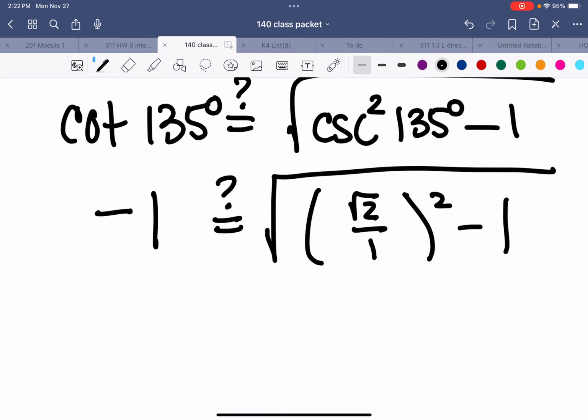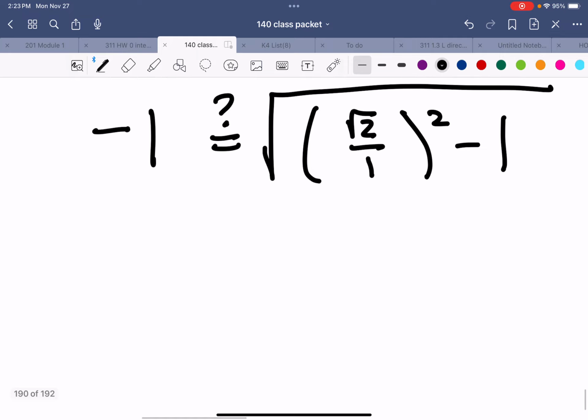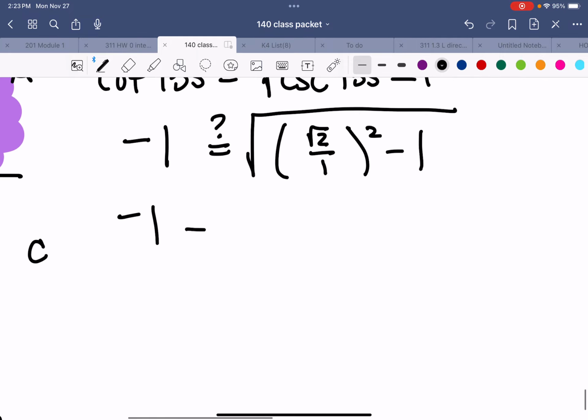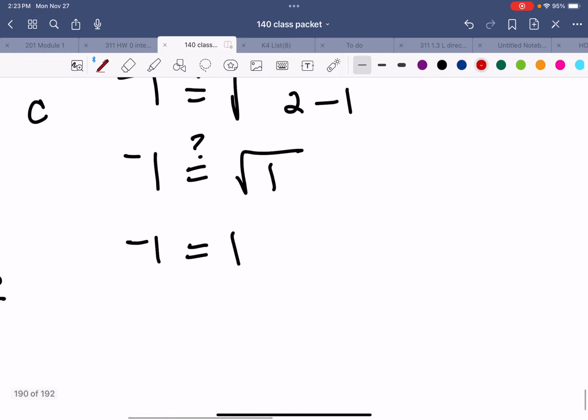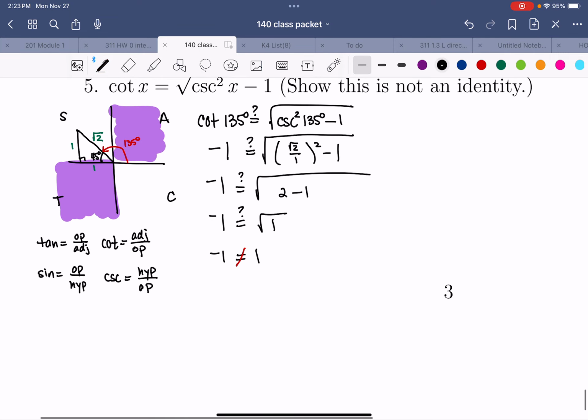Now, it's not going to matter because if I plug that in as a negative and square it, it's going to give me something positive anyway. But let's see what happens if we do the algebra. On the left, I have negative 1. On the right, if you square the square root of 2 over 1, you just get 2 minus 1, and 2 minus 1 is 1. And the square root of 1 is 1. So this does not work, right? This is not equal, which implies this is not an identity.